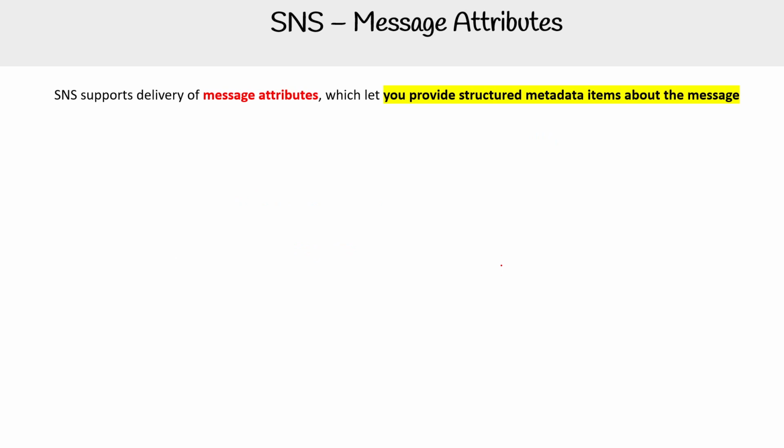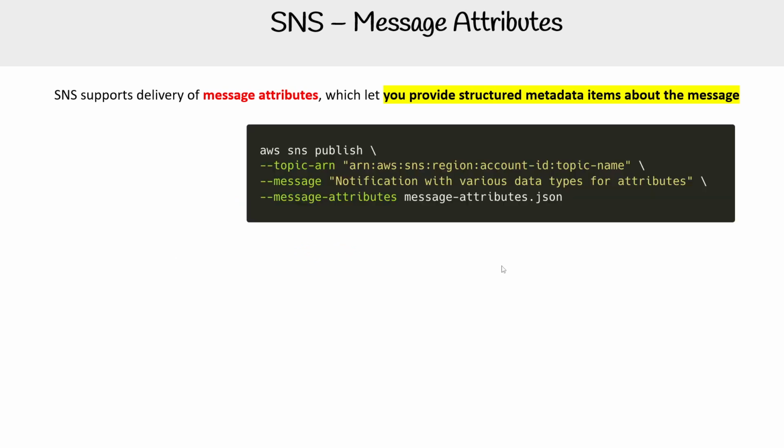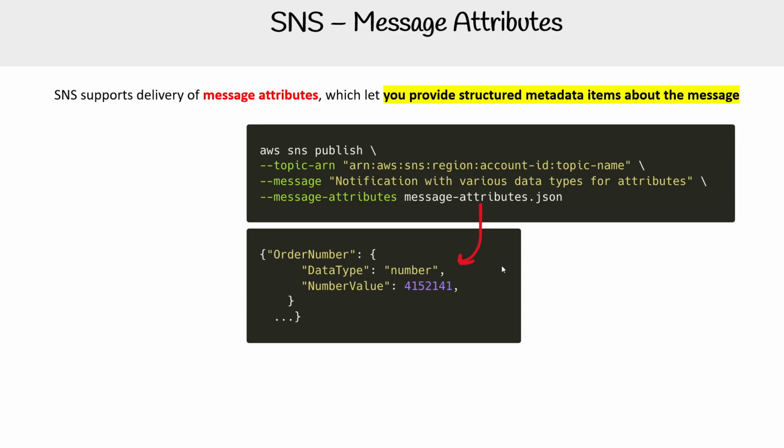We have message attributes. This allows you to provide structured metadata items about the message. So here's an example of us publishing a message now utilizing the CLI as opposed to the SDK. And so we have message attributes that we're passing along here. The supported data types here are string, array, number, binary. So yeah, just additional information we can pass along.